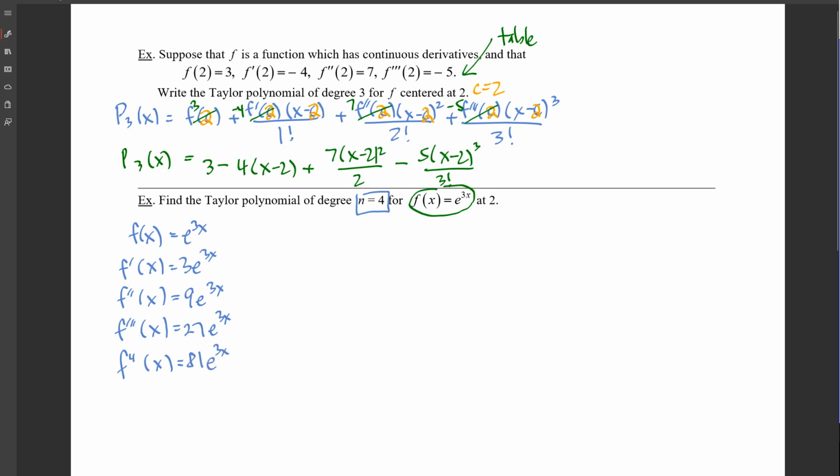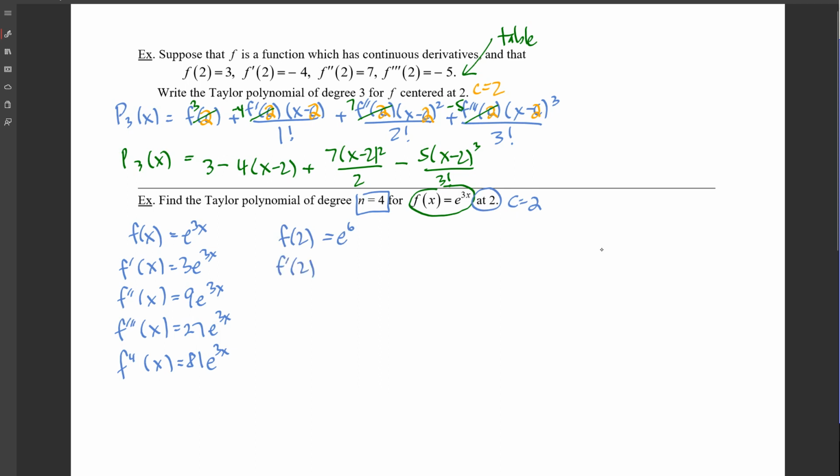Okay, in this table, right next to it, what we'll do is we'll plug in the center. And the center is right here. This is saying write the polynomial of degree 4 with center at 2. So we use the center when you're forming the Taylor series polynomial. All right, so let's go ahead and plug in the center. So what we have is f of 2 is equal to e to the 6.